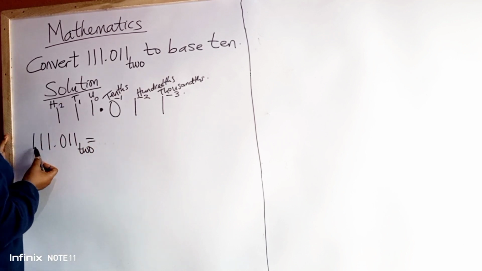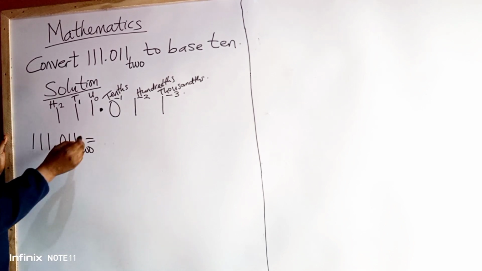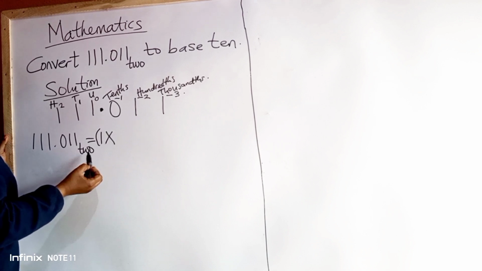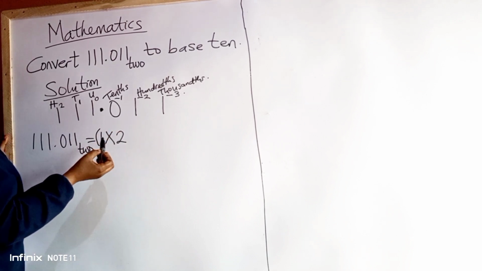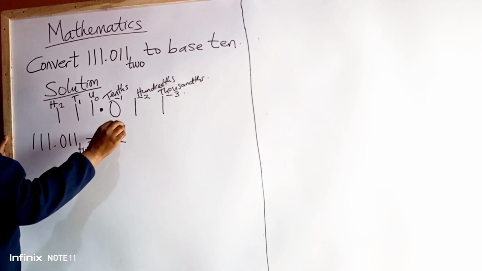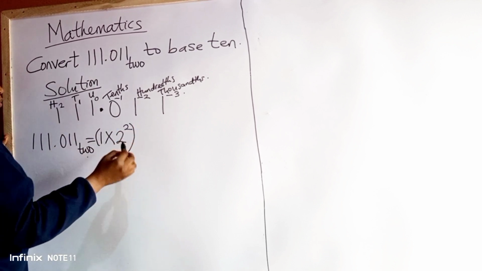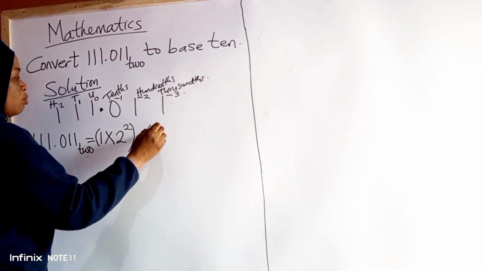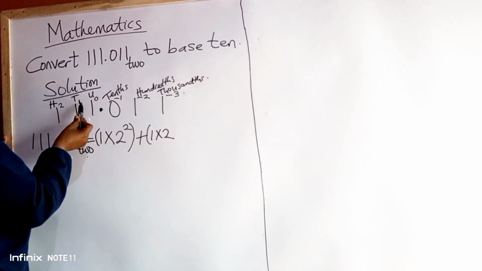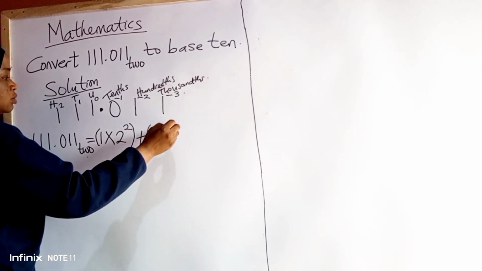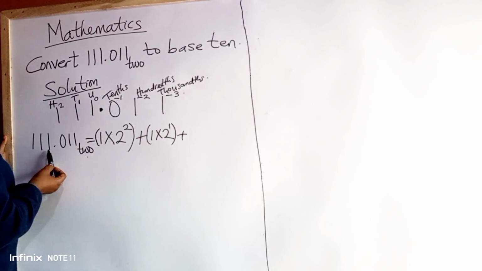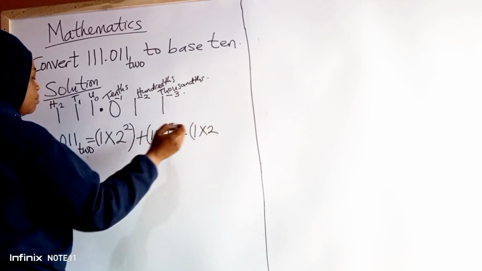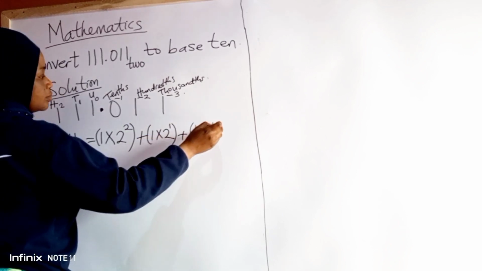So the first thing is that you have to take the first digit, which is 1. Then multiply it by the base, which is 2. So this 2, you raise it to the power here, which is raised power 2. Then you close the brackets. Plus, you take the second digit, which is also 1. Multiply by the base, which is 2. Then you raise it to the power here, which is 1. Plus, you take the next digit, which is also 1, times 2, which is the base, raised to the power 0.